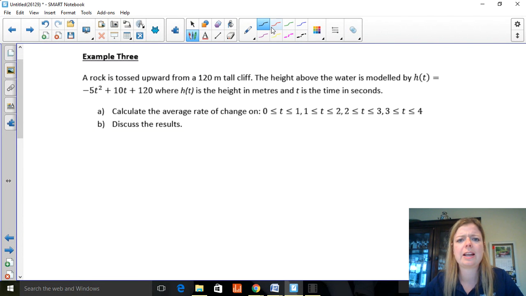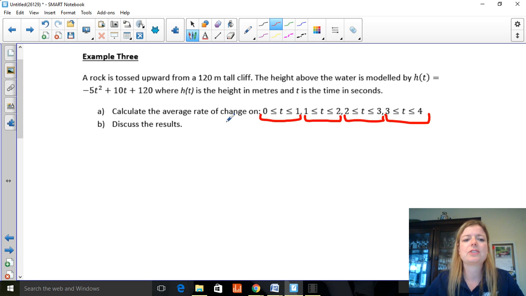So it wants us to calculate the average rate of change between 0 and 1, 1 and 2, 2 and 3, 3 and 4, and then, just using those average rates of change, discuss what we think is happening with this rock. It's kind of different because we're not looking at the height, we're looking at how on average the height is changing with respect to time. So notice that this is a downward facing parabola.